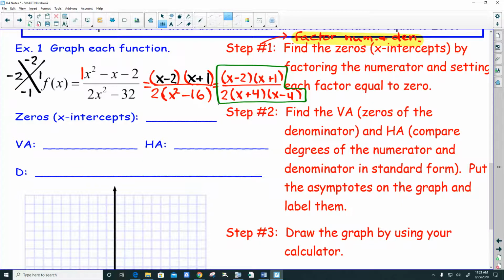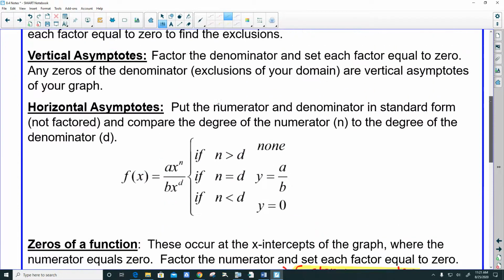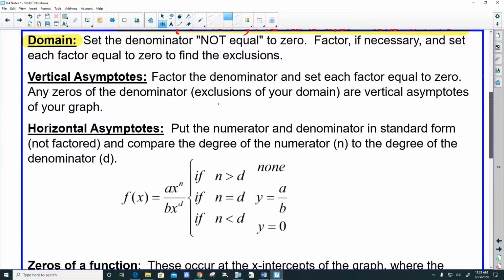Okay, so I'm going to go back up to this blue box right above here, and we're going to look at each of these 4 elements: domain, vertical asymptotes, horizontal asymptotes, and then zeros of a function. You need to be able to identify those 4 things just by being given the equation, without really using your calculator in the graphical.